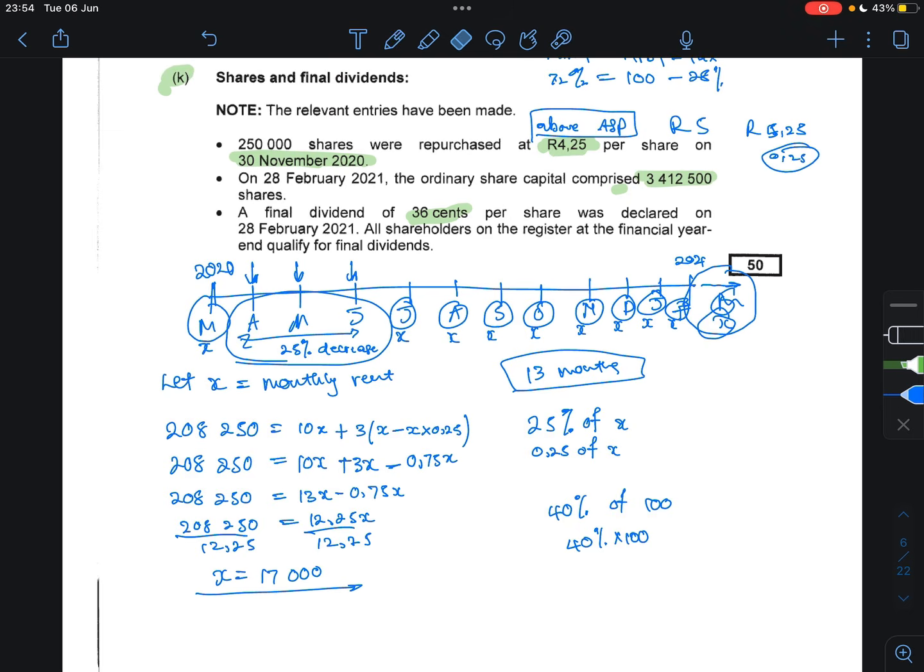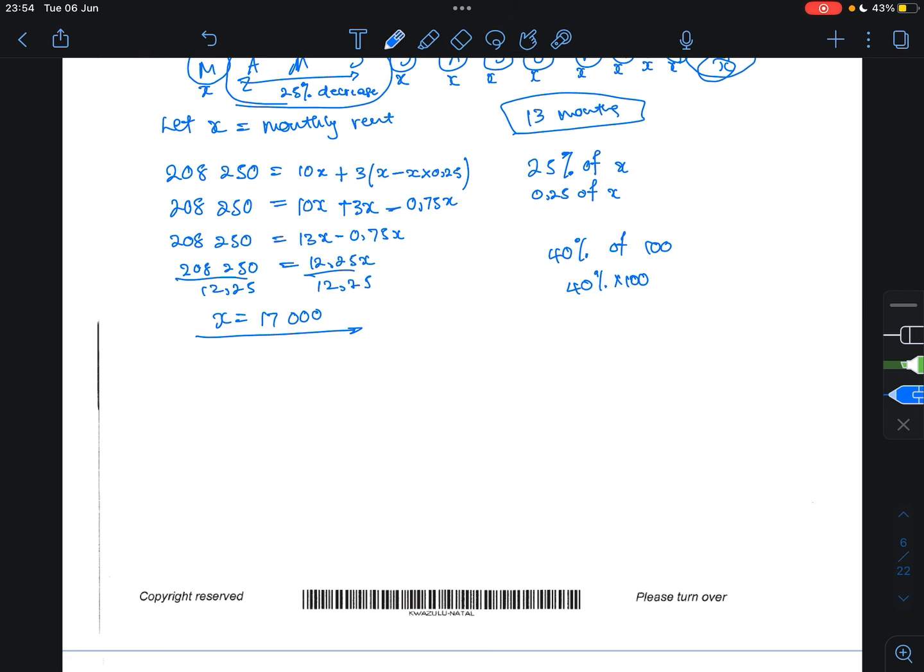Okay, so now we are supposed to find what the premium is. Now, how can we find that? By quickly drawing your ordinary share note. All right, so this is your balance, and then this is your repurchased.